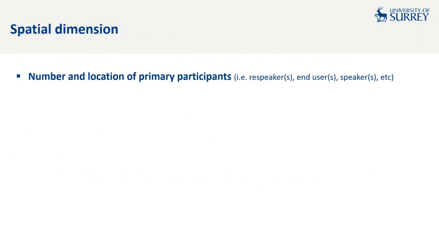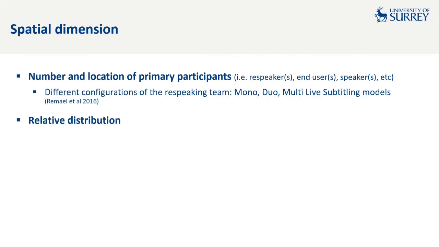The spatial dimension refers to the number and location of primary participants, including respeakers, and to their relative distribution. SMART focuses on the mono model, where a single person performs all tasks involved in this practice. But the respeaking team may include two or more respeakers sharing tasks, with implication for task coordination, text synchronization, latency, which remain to be explored. Participants' relative distribution can also vary widely.